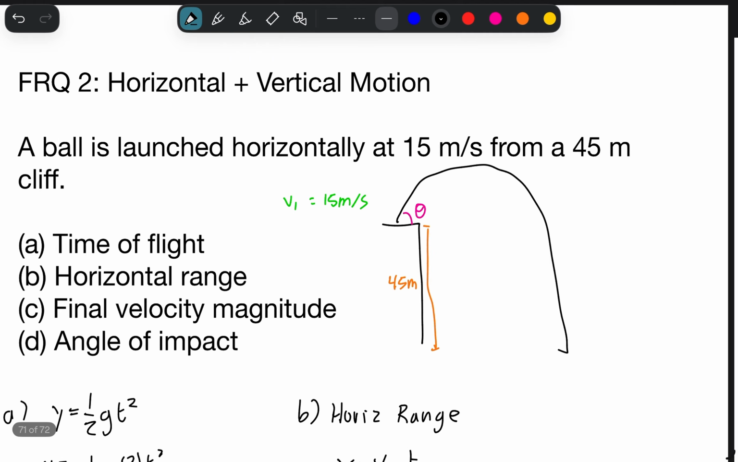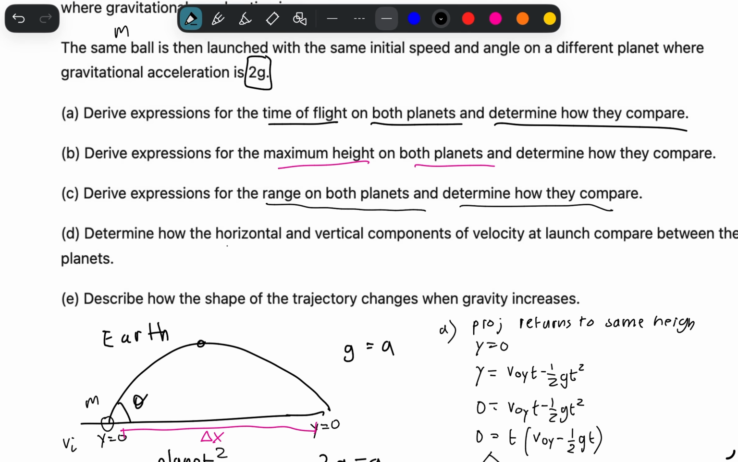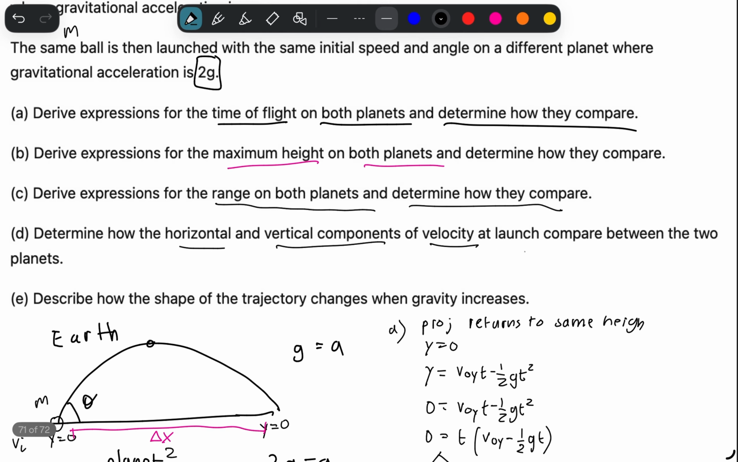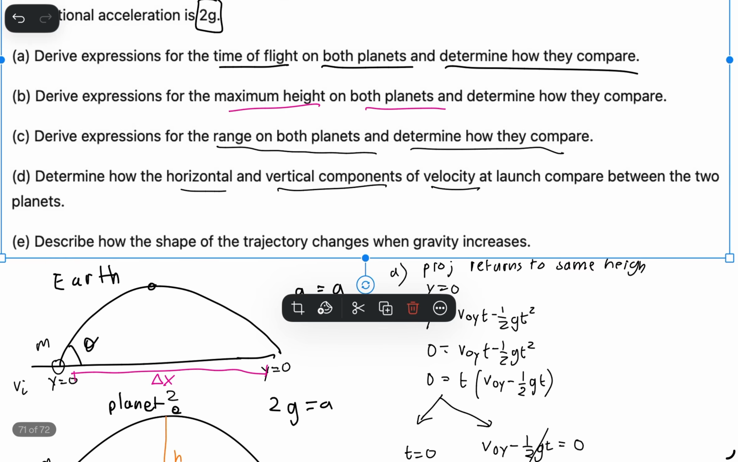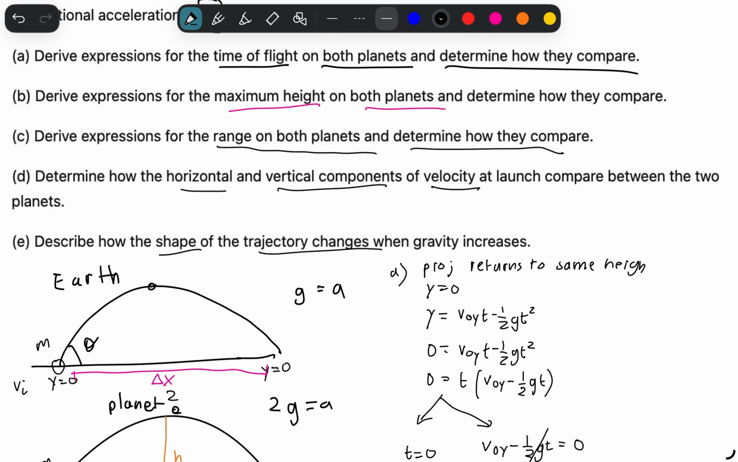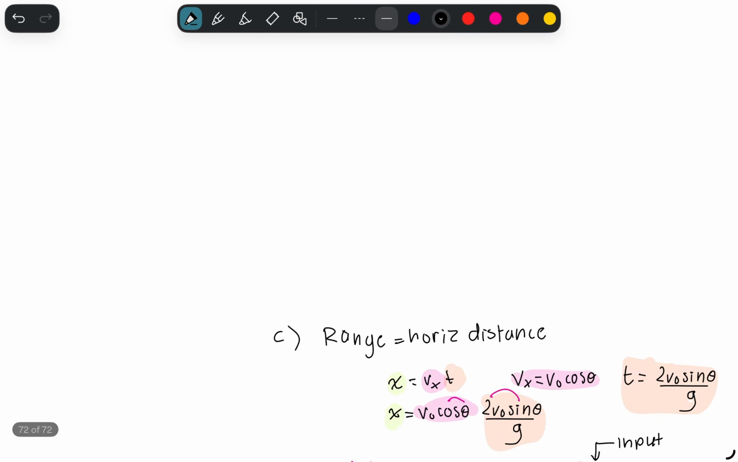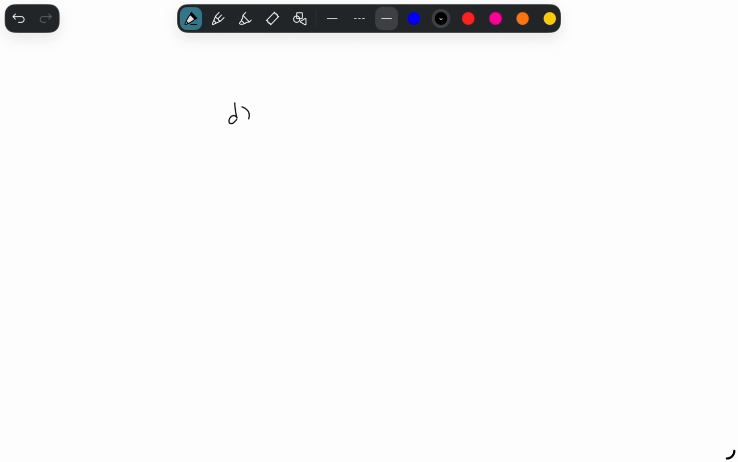Now, for part D, we're going to be asked to determine the horizontal and vertical components of velocity at the launch, and we're asked to compare between the two planets. And then for part E, we're asked how the shape of the trajectory changes when our gravity increases. Now, in order to do D, to find our initial velocity components, again, as a reminder, v initial in the x direction is going to be v initial cosine theta, and v initial in the y direction is going to be v initial sine theta.